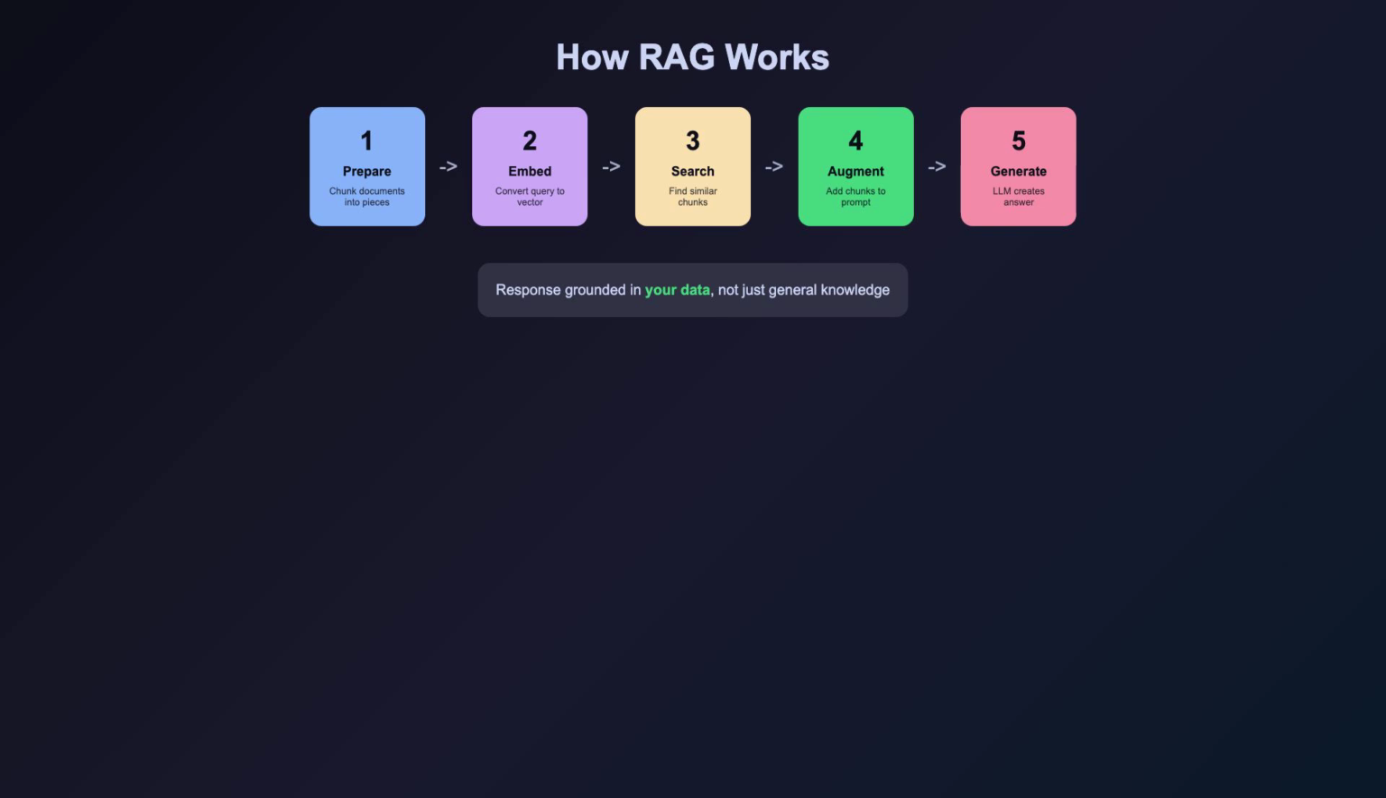Fourth, you take the top chunks, say 3 to 5 of them, and add them to the prompt as context. The prompt might say, "Based on the following information, answer the user's question," then include the chunks. Fifth, the LLM reads the context and generates an answer that incorporates your specific data. The response is grounded in your documents, not just the model's general knowledge.